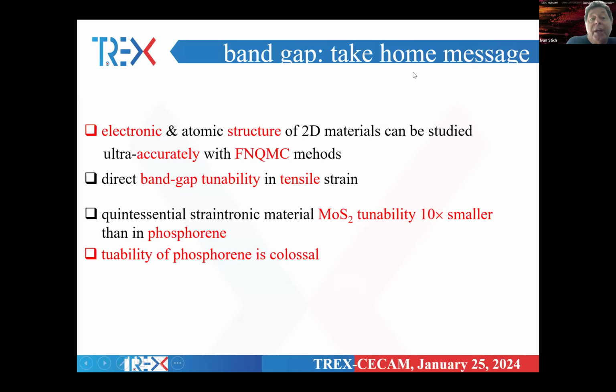Okay, so take-home message. I hope I have shown you that electronic and atomic structure of 2D materials can be studied using ultra-accurate fixed-node quantum Monte Carlo methods. In the materials I have looked at, the band gap can be tuned with tensile strain. Surprisingly, quintessential straintronic material MoS2 has tunability which is an order of magnitude smaller than in phosphorene, and the tunability of phosphorene is colossal. And with that, I would finish the presentation and thank you for your attention. Thank you.